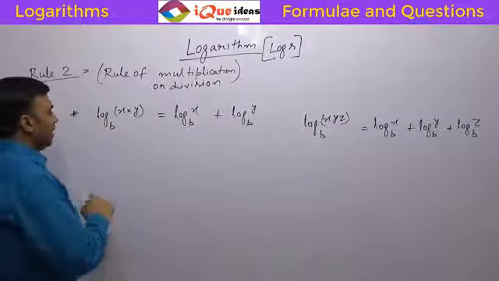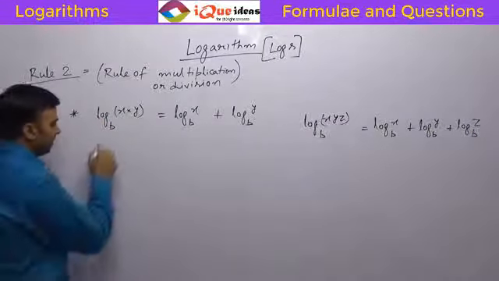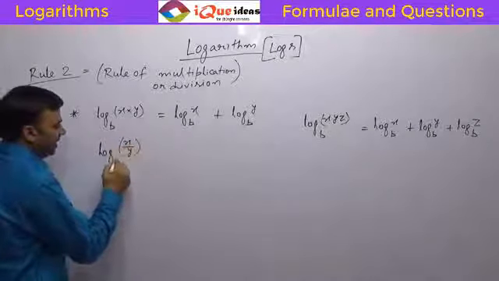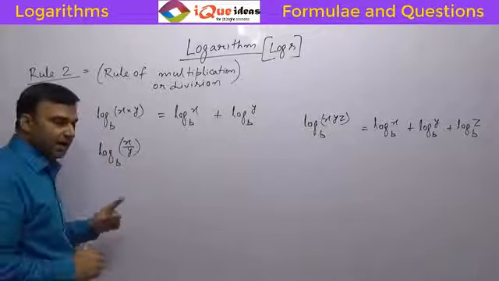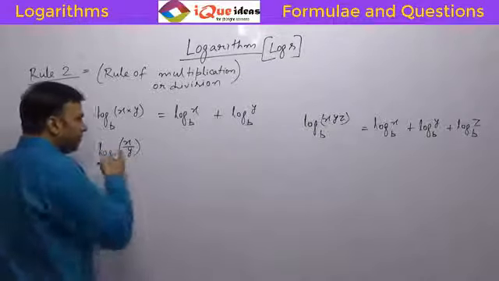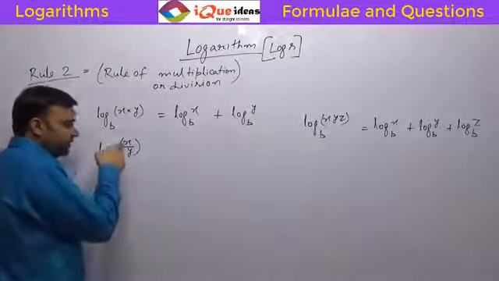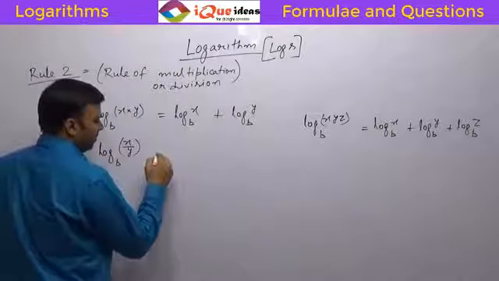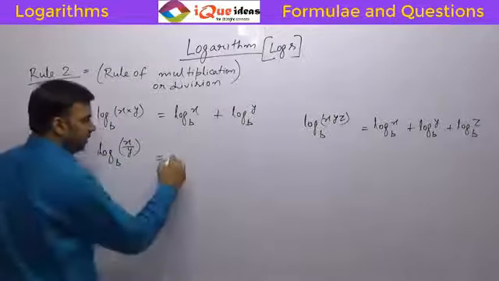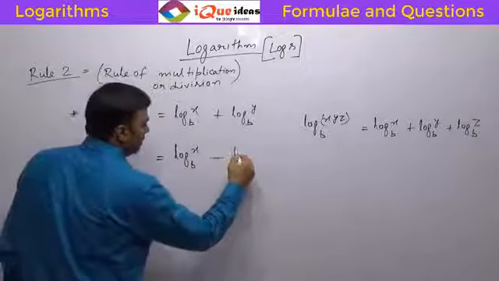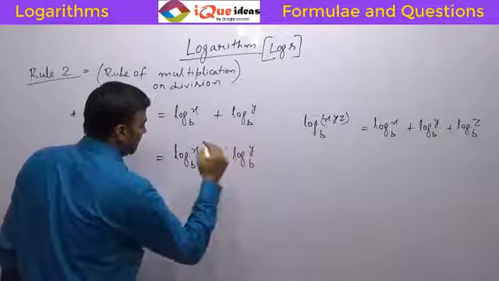Alright, let's take the example of division. Suppose we have log of x divided by y to the base b. Again they can be separated. Again there will be two logs. It's just that when there is a multiplication we have a plus sign in between logs. When there is a division between numbers there will be a minus sign between logs. So this will become log of x to the base b minus log of y to the base b.